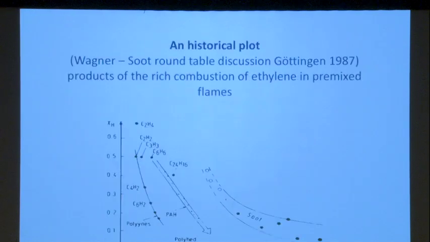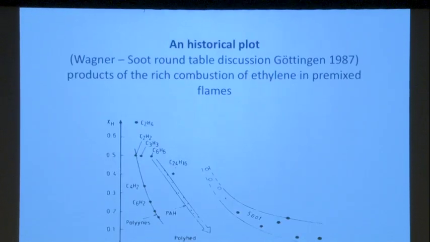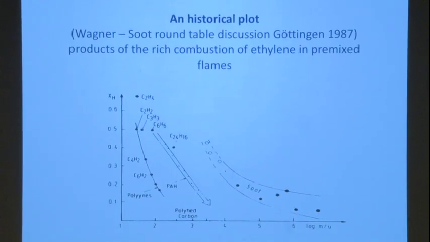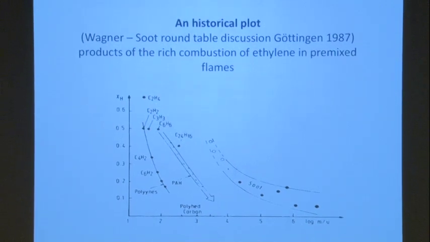So this is a historical plot. I think you guys should know this. This was Wagner, the Soot roundtable, in Göttingen in 1987. And what they were talking about is the distribution of the molecular weights and the hydrogen also for different species that they were able to measure at that time. So there were, of course, small fuels.